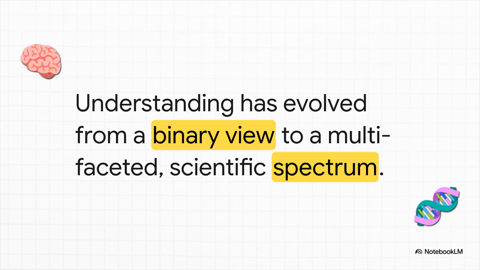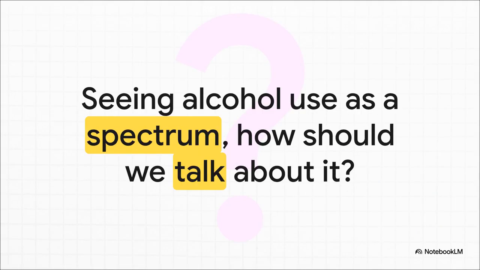So if there's one thing to take away from all of this, it's this. Our understanding has made a profound journey. We've moved from a very simple black and white view of alcoholic versus non-alcoholic to a scientific, multifaceted spectrum that looks at risk, harm, dependence, severity, and even personality type. Which leaves us with a final thought to chew on. Knowing that alcohol use disorder isn't a simple on-off switch, but a really wide and varied continuum, how does that change the way we should think about it? And maybe more importantly, how should it change the way we all talk about it?